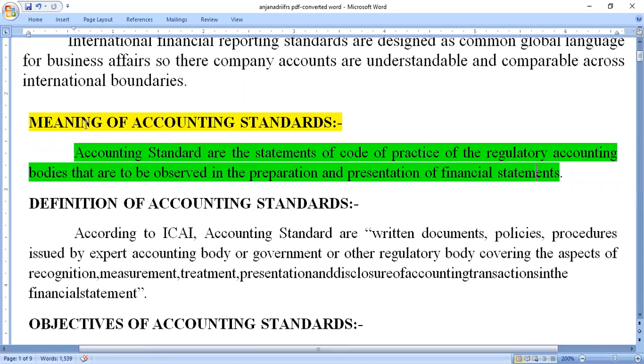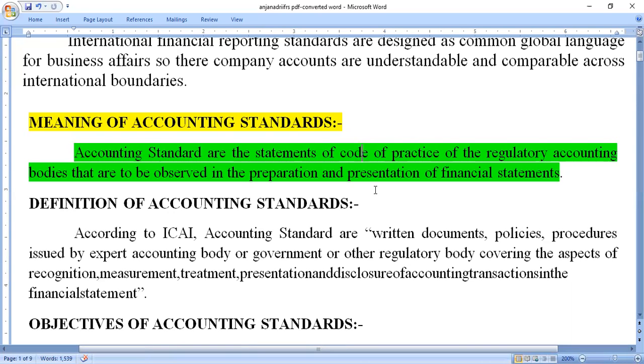See, they have given us accounting standards. Accounting standards are statements, in the format of a statement of a code of practice. Code is a set or group of rules and regulations. It is a group of practices of regulatory accounting bodies. In India, the regulatory accounting body is ICAI, the Institute of Chartered Accountants of India.